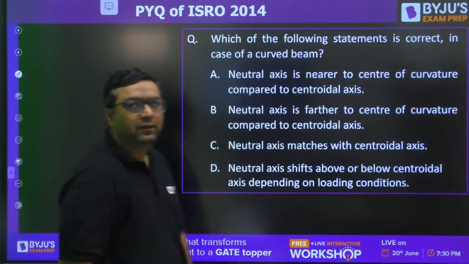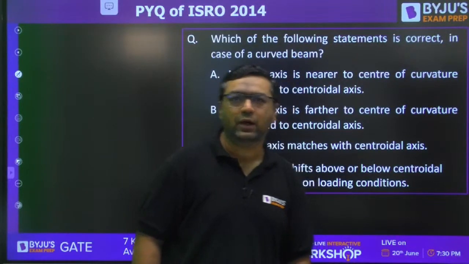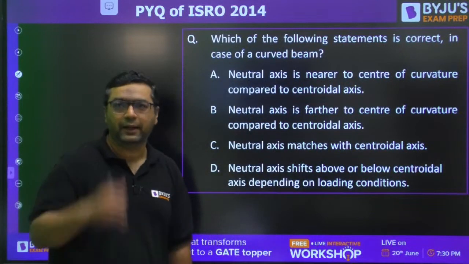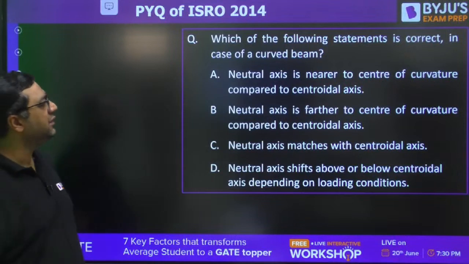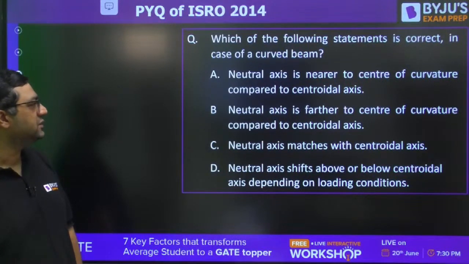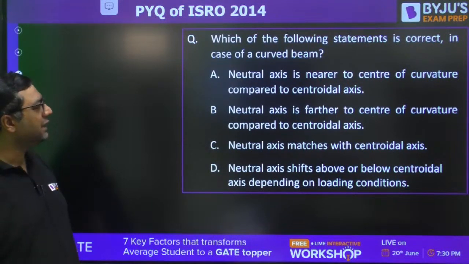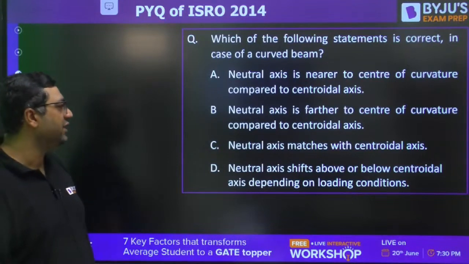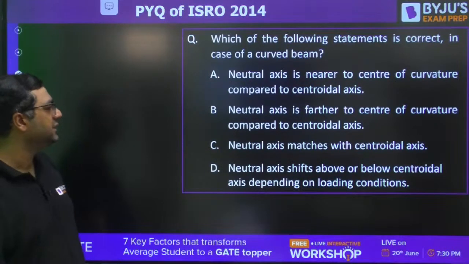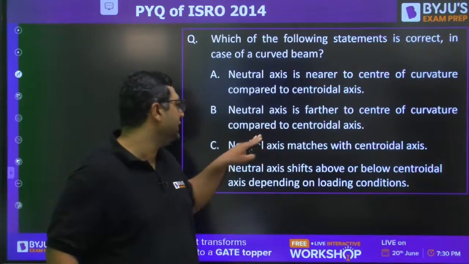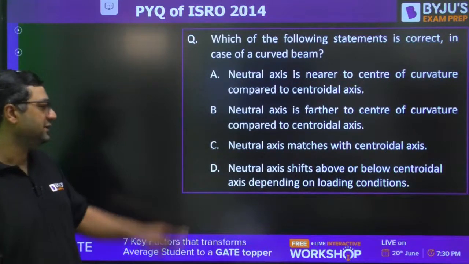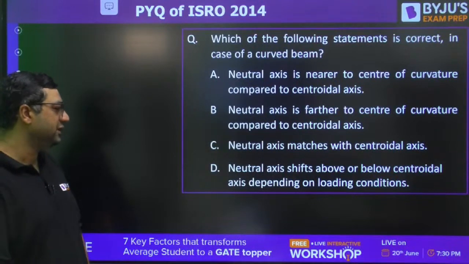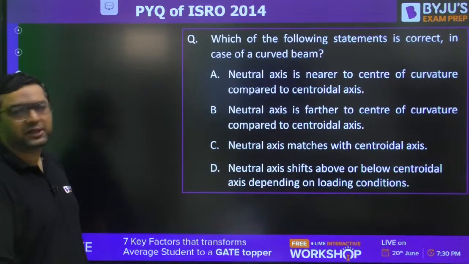Now, my dear, one more. Very good, Arun. Great, great, Naruto. So, which one of the following statements is correct in case of curved beams? Neutral axis is nearer to the center of curvature compared to centroidal axis. Neutral axis is farther from the center of curvature. Neutral axis matches with centroidal axis. Neutral axis shifts above or below centroidal axis depending on the loading condition.